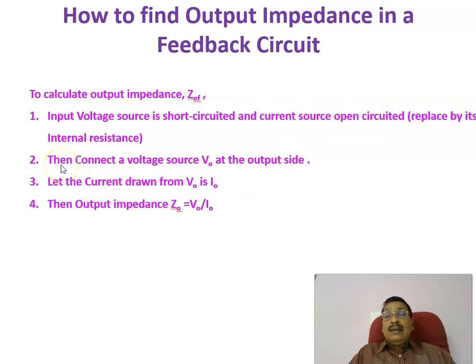The next step is that we connect a voltage source V0 at the output side. Now let the current drawn by that circuit be I0. Then we can calculate the output impedance Z0 as V0 divided by I0. That is the output impedance. This is the way in which the output impedance of a circuit can be calculated. This is a generalized principle. Now let us see how the output impedance can be calculated for different topologies.